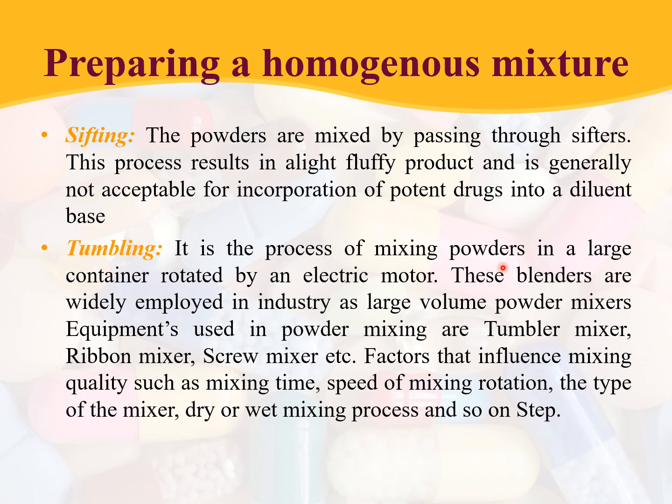This is a process of mixing powders in a large container rotated by an electric motor. These blenders are widely employed in industries for large volume powder mixtures. Equipment used in powder mixing includes the tumbler mixer, ribbon mixer, screw mixer, etc. Factors that influence the mixing quality, such as mixing time, speed of mixing rotation, type of the mixture, dry or wet mixing process, and so on, affect the overall homogeneity of the mixture.